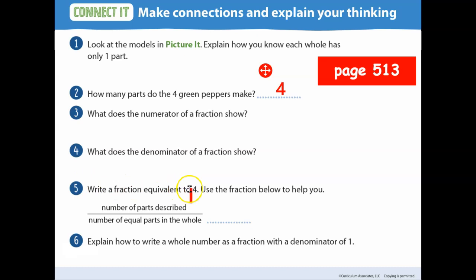It says write an equivalent fraction to 4. Use the model below to help you. So the number of parts described, how many circles do we have? 4 of them. Right? And then the number in each part of each circle was 1. There you go. So 4 over 1.